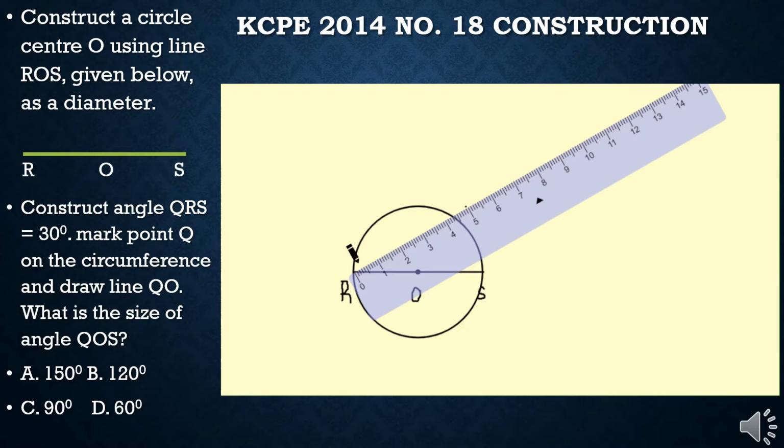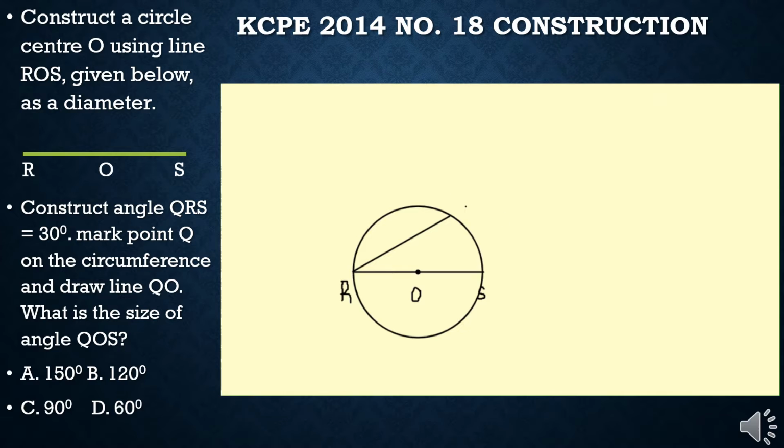So I get my pencil, I draw a line from R to Q so that I can have QRS. So this is point Q. This is my point Q. And it's such a way that QRS is 30 degrees and Q is on the circumference. Draw line QO. So we join from Q to O, to the center of the circle here. We join the straight line with a ruler from Q to O, like that. Then the question is, what is the size of QOS?